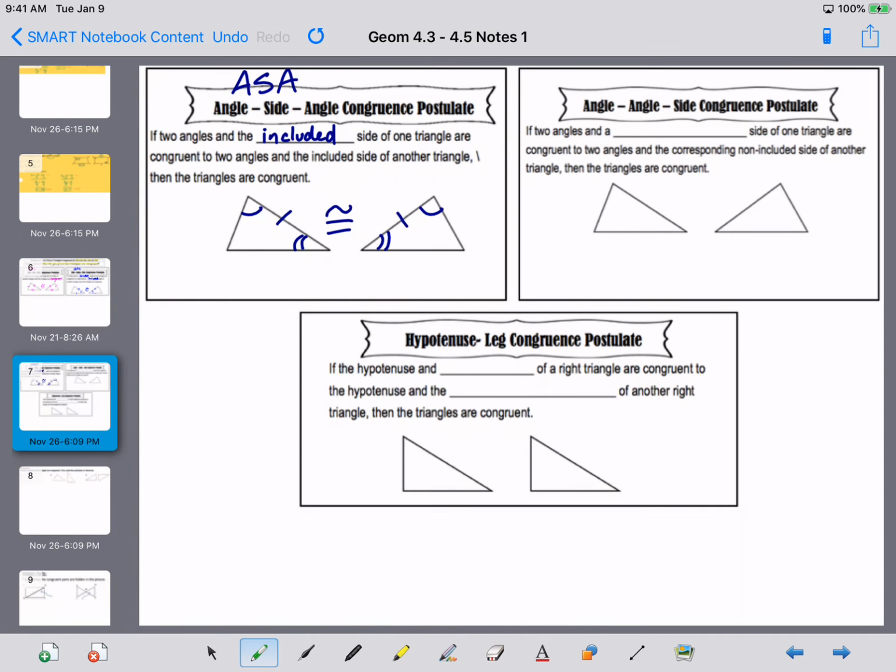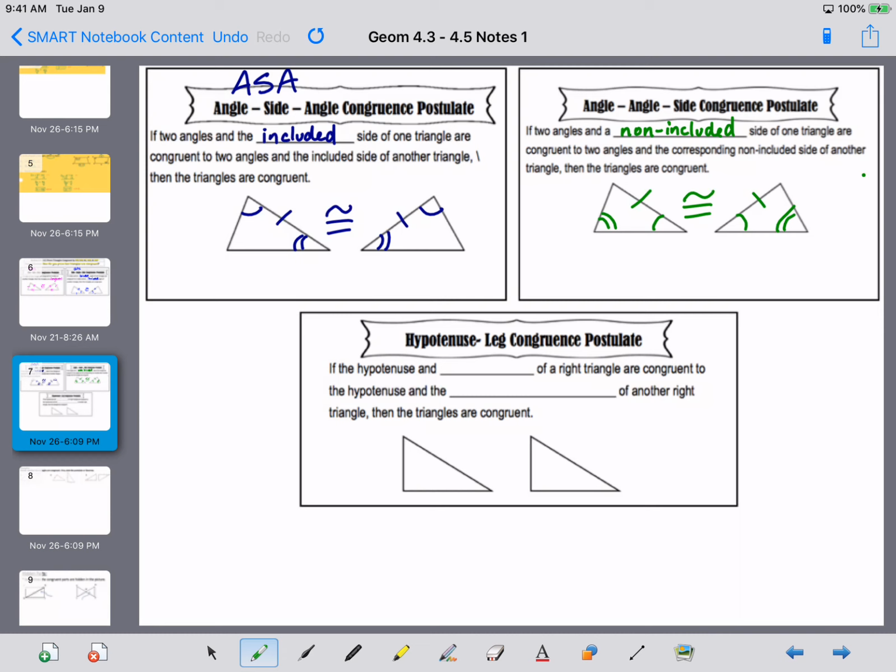The angle side congruence postulate tells us if 2 angles, so I've got 2 angles, and a non-included side, so for example, this would not be included, it's not between, of one triangle are congruent to 2 angles, and a non-included side of another triangle, then those triangles are, you guessed it, congruent.